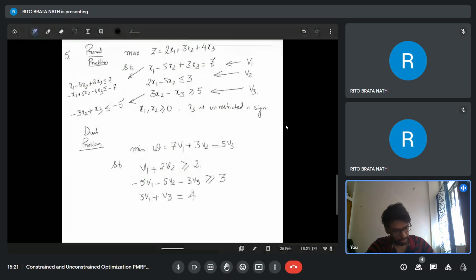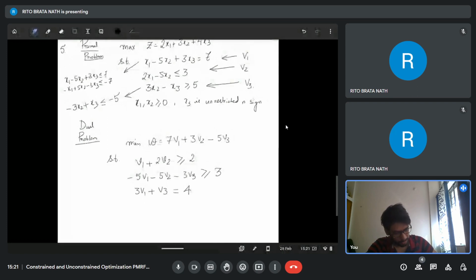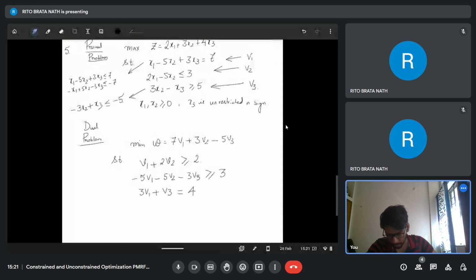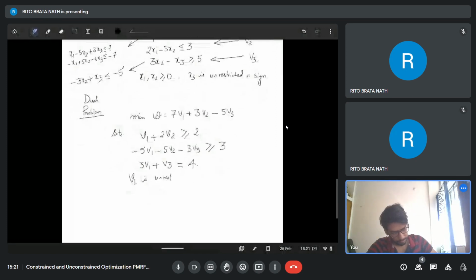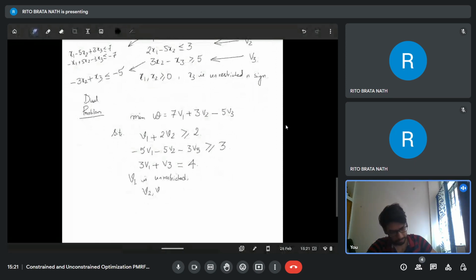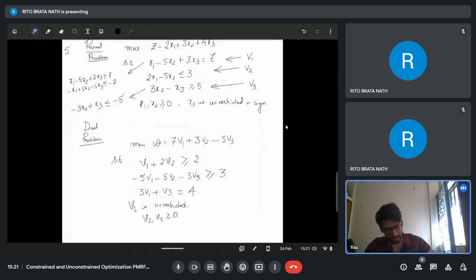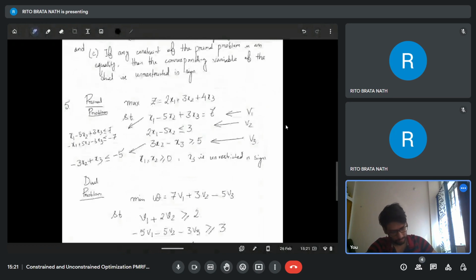Now, based on the types, v1 will be unrestricted because the first constraint was of equality type, and v2 and v3 are greater than or equal to 0. So that's about it. So the answer will be option D.